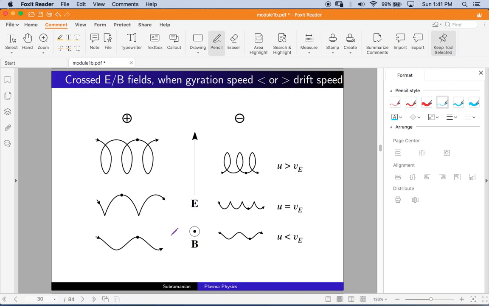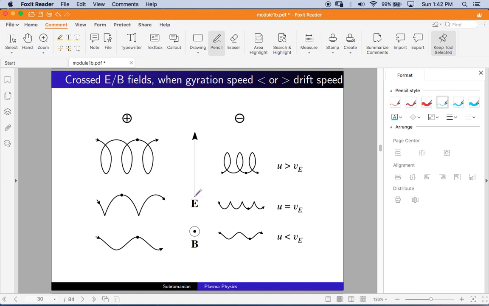So here, and this is from Boyd and Sanderson, not only the fact that electrons and protons, so these will be protons, positive charges, and negative charges, they are both drifting in the same direction. What you have here is the gyration speed, and this would be the drift speed. The magnetic field is pointing out of the page, and the electric field is pointing in the z direction. That's why they're crossed, right?